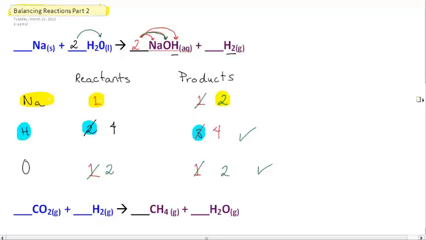But that's a really easy problem to fix, because I can put a 2 in front of the sodium, and now I've got 2 sodium in the reactants. So the coefficients for this chemical reaction are a 2, a 2, a 2, and then no coefficient in front of the hydrogen gas at the end. Double check that everything's in line. 2 sodium in the reactants, 2 sodium in the products. 4 hydrogen in the reactants, 1, 2, 3, 4 hydrogen in the products, 2 oxygens in the reactants, 2 oxygens in the products. So that chemical reaction is now balanced.